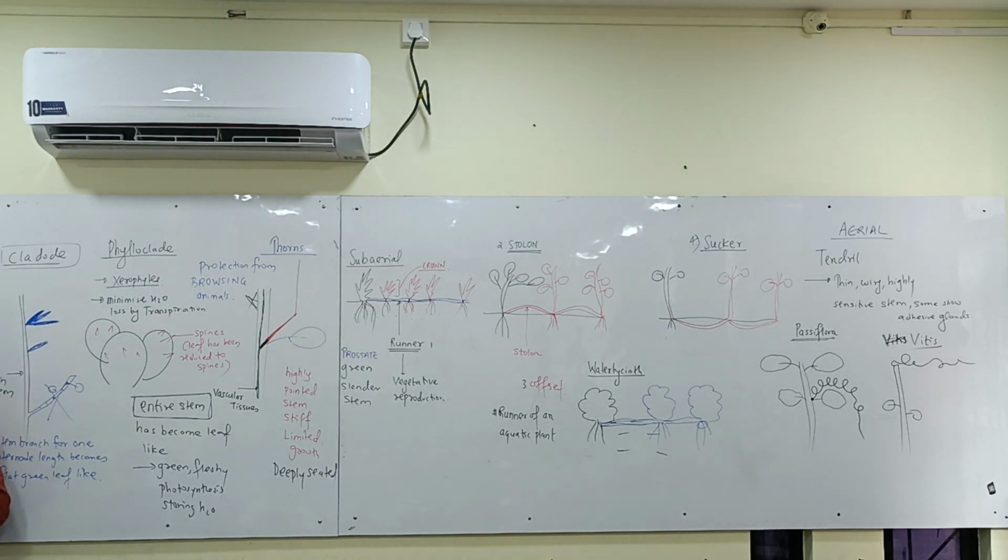Did the class follow, everyone? Yes or no? So what is the difference between a cladode and a phylloclade? Phylloclade is the entire stem getting modified, and cladode is a stem branch after one internode. Both of them are modifications to minimize the loss of water by transpiration. So what is common between the two?